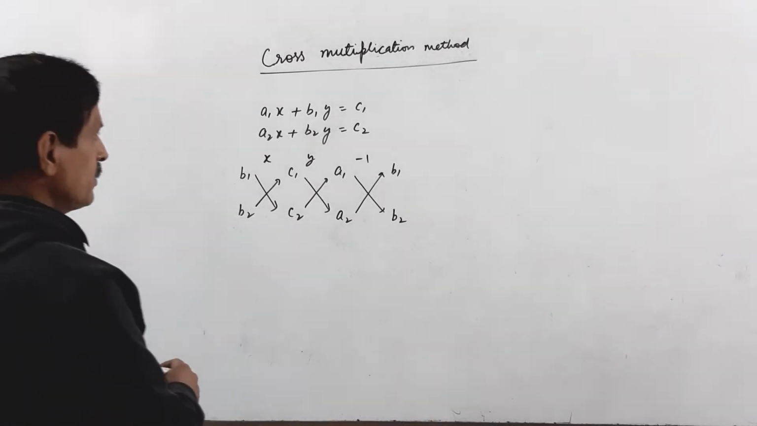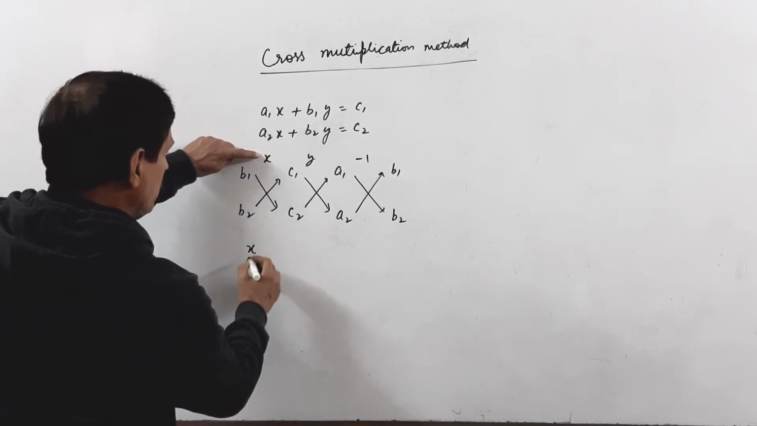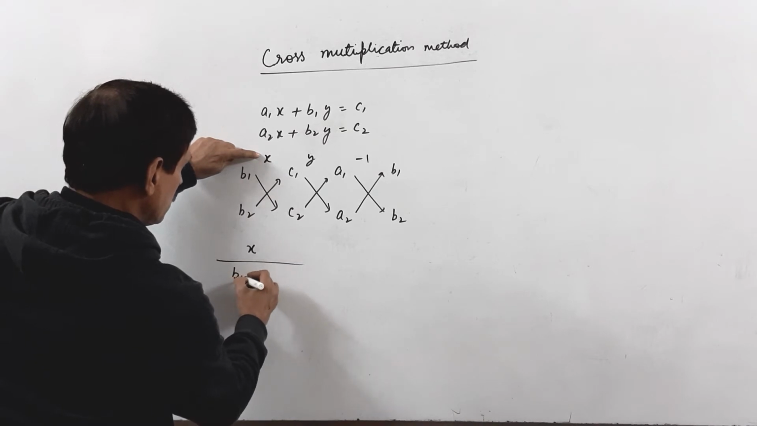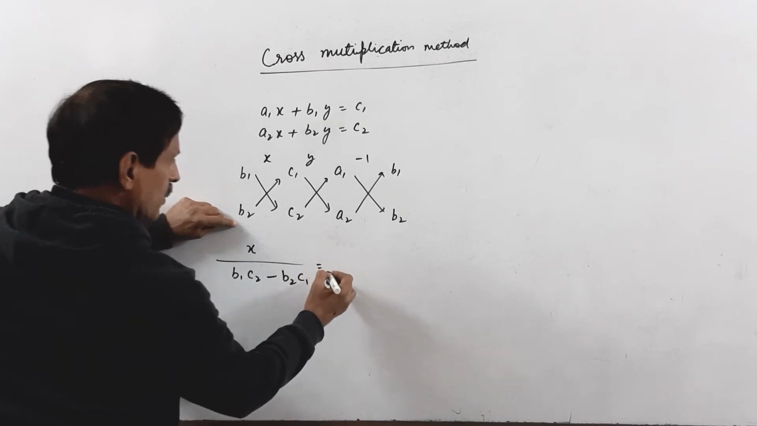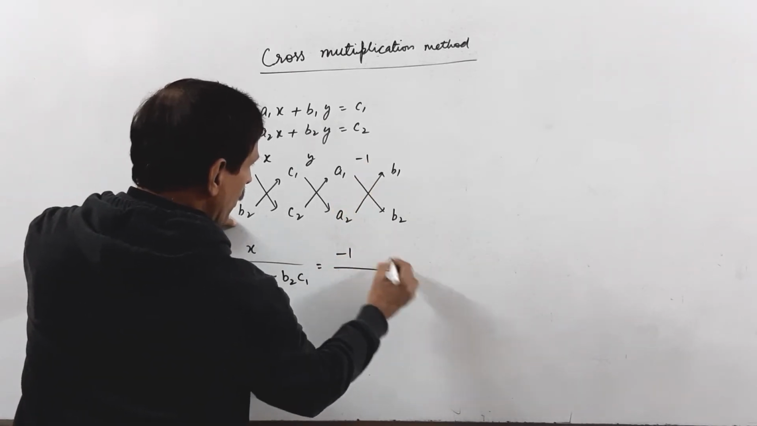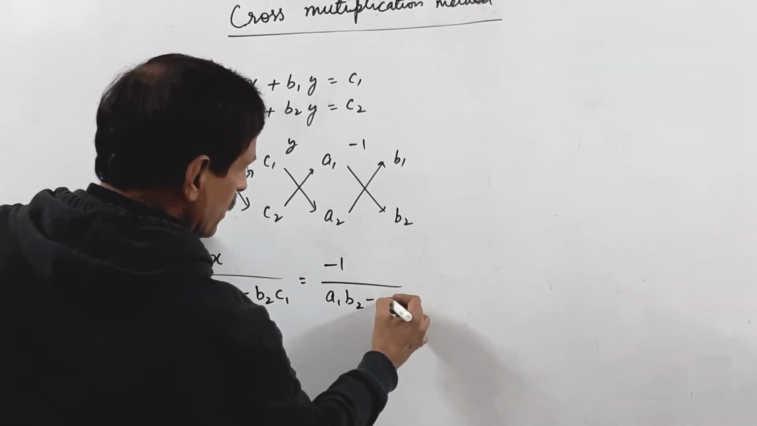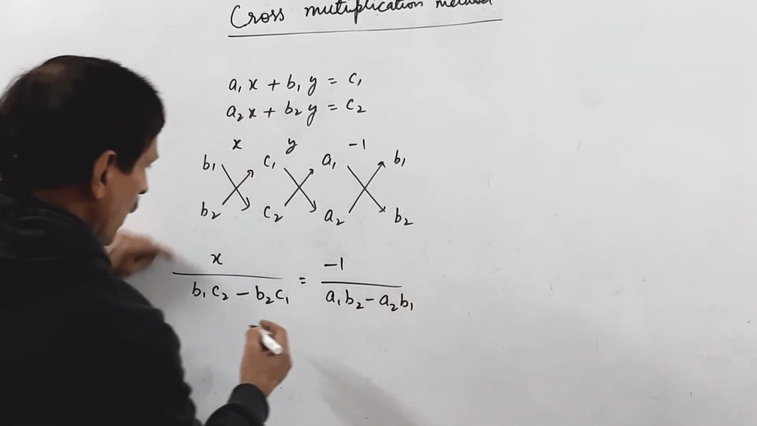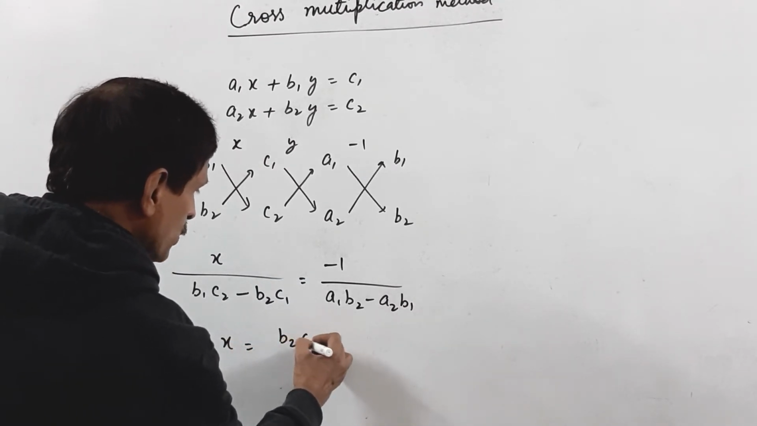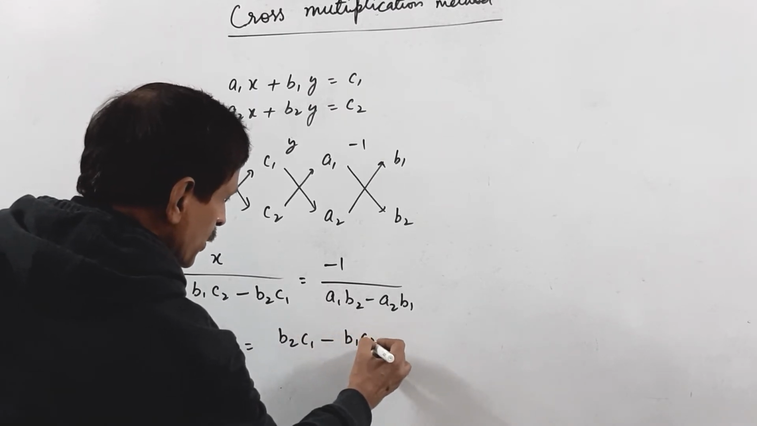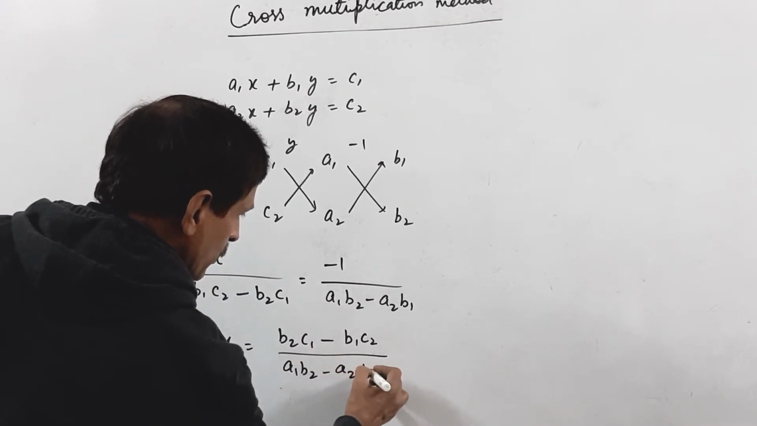Now, to obtain the formula to calculate x, we equate x upon b1 c2 minus b2 c1 with minus 1 upon a1 b2 minus a2 b1, and thus x is equal to b2 c1 minus b1 c2 upon a1 b2 minus a2 b1.